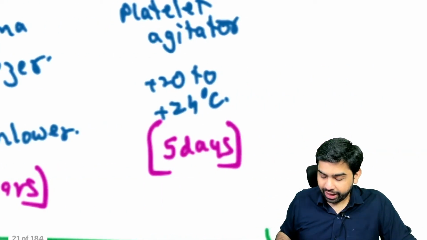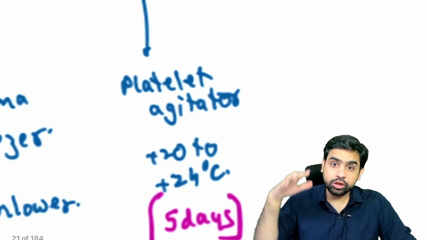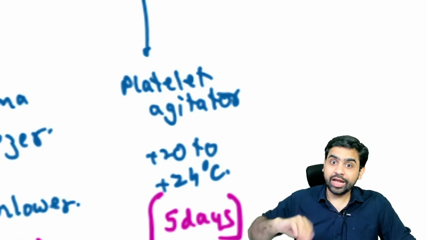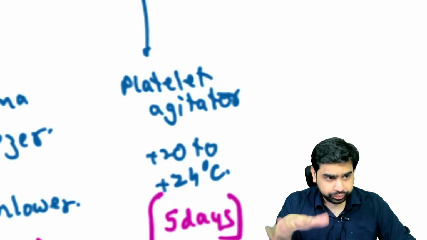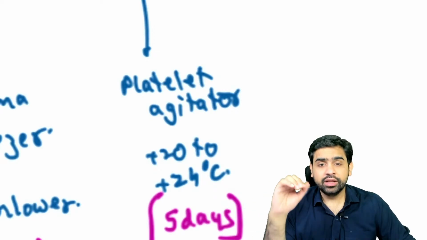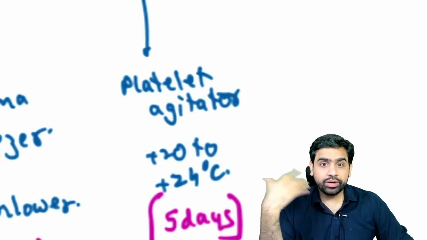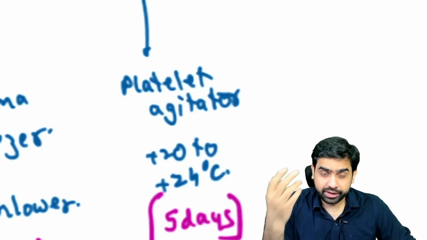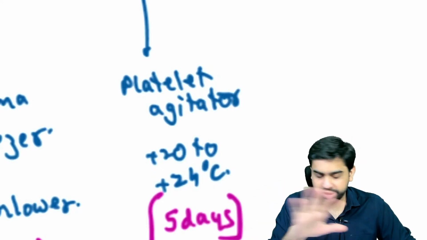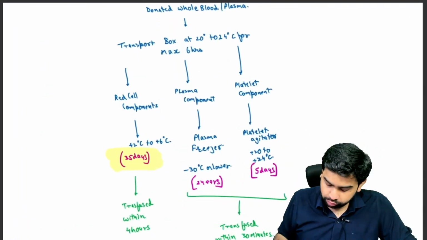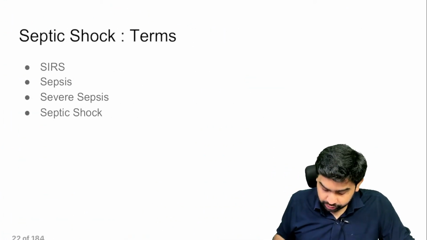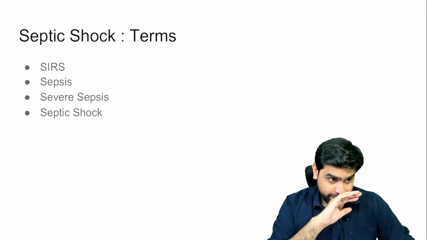Then what we have is the platelets. Platelets are basically stored at room temperature. They can be stored only for 5 to 7 days. They are stored in what you call an agitator. On an agitator you store these platelets for around 5 to 7 days. Their shelf life is only around 5 to 7 days. So these are the basic things about blood transfusion which you need to understand.